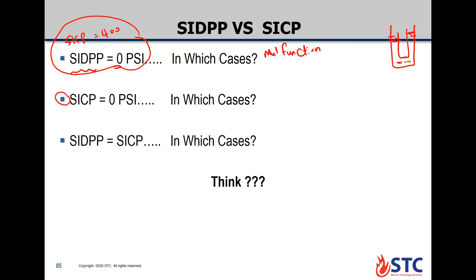Okay, so what about the second case? Shut-in casing pressure equals zero, but shut-in drill pipe pressure has a value, let's say 350. What do you think? Malfunction of the casing gauge. Yeah, malfunction of the gauge. Okay, what else? If there is a drill string plugged? Drill string plugged, no.